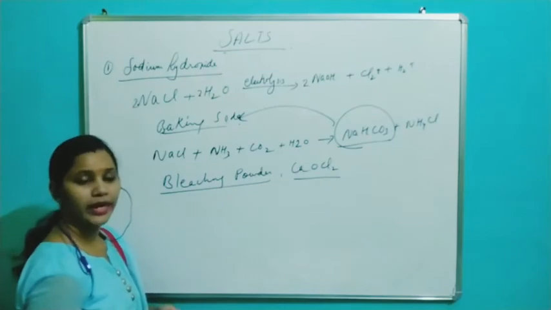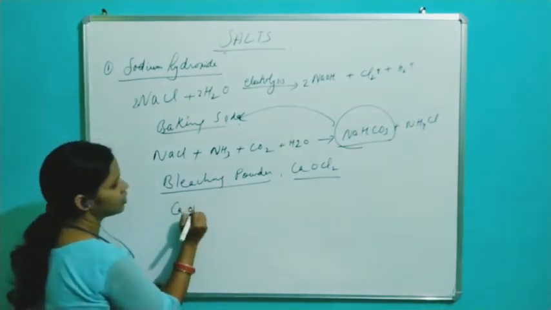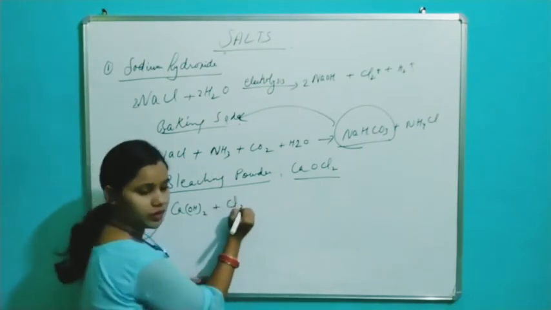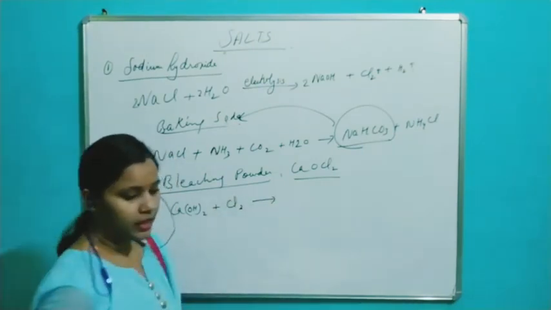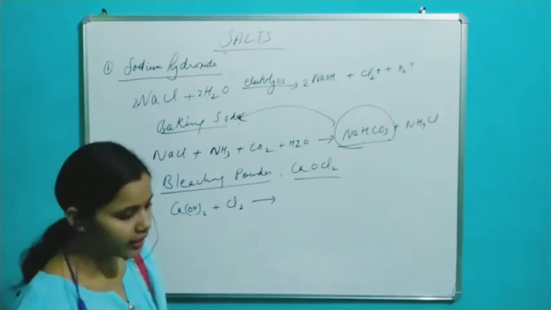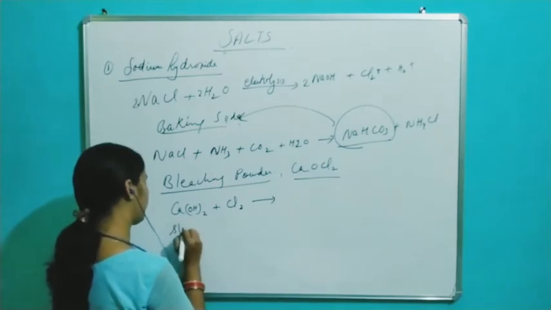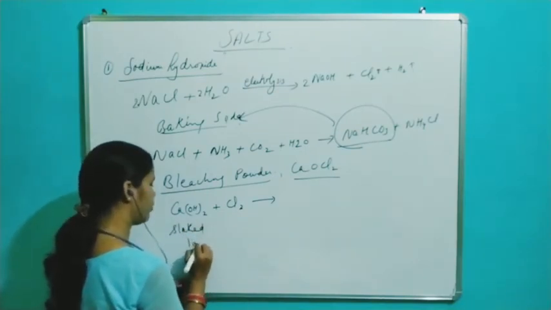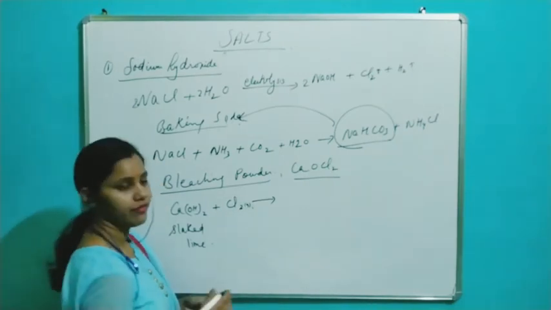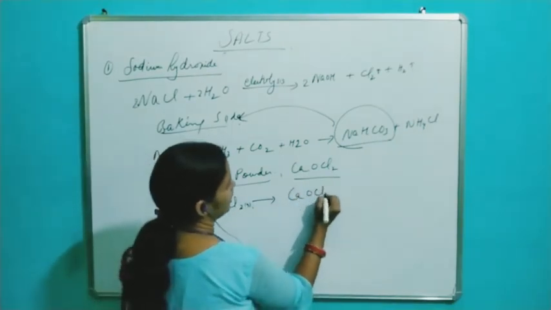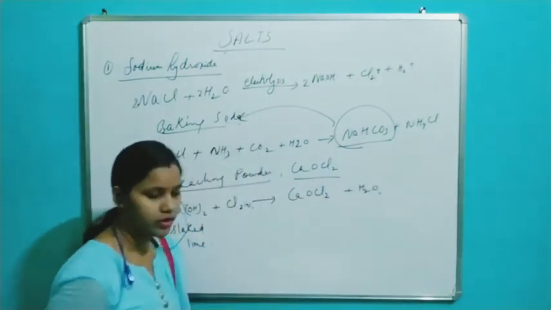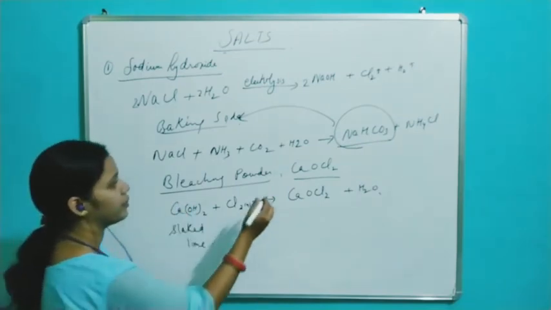Now how is it prepared? It is prepared by treating calcium hydroxide with chlorine. Bleaching powder is prepared by passing chlorine gas over dry slaked lime. This is slaked lime. So when Cl2, or chlorine gas, is passed through slaked lime, we get calcium oxychloride and water. This is calcium oxychloride, also called the bleaching powder.